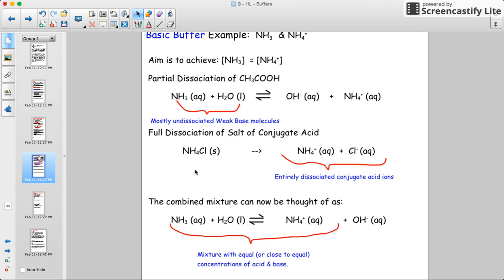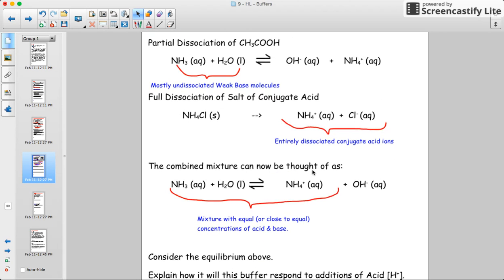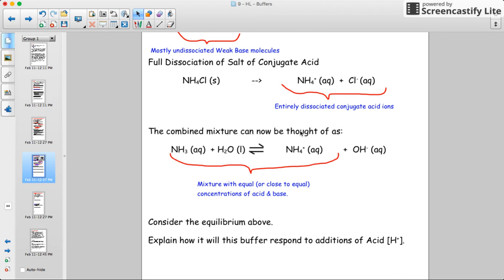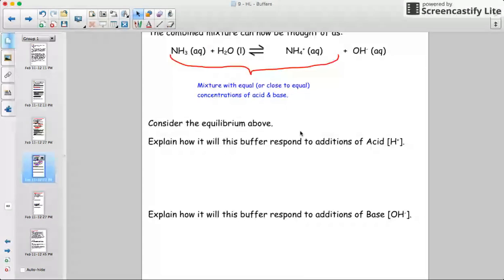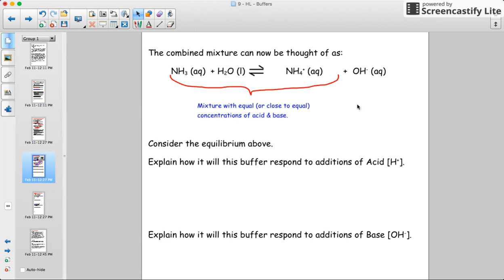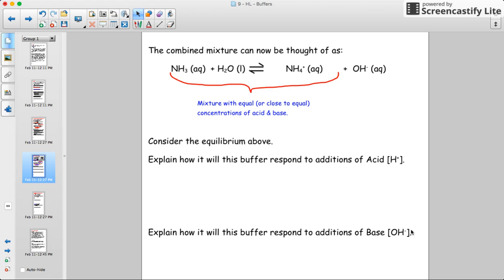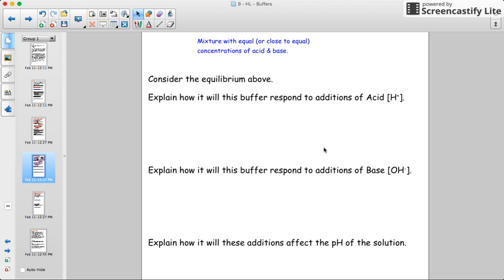A basic buffer would work the same way, except you begin with a weak base and then its salt of its conjugate acid and get a solution that contains both, and therefore we could do the same thing. If we added H plus, it will react with the OH minus to produce water, and then more of the NH3 will react and form more OH minus on this side, keeping the amount the same. If you add more OH minus, it will react with the NH4 plus and shift left, keeping the OH minus amount pretty much the same.